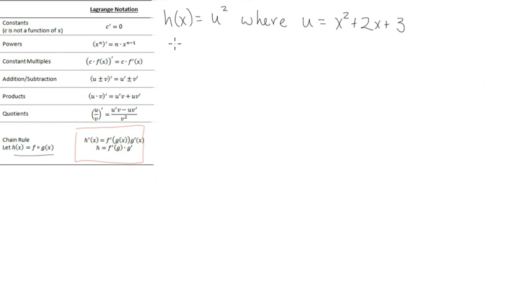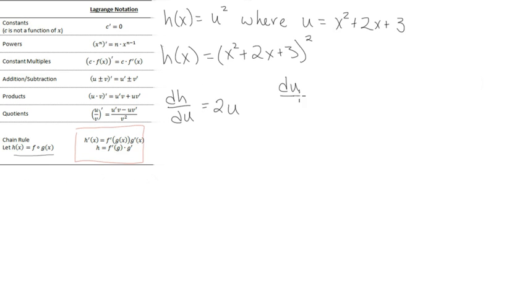I often find it helpful to think of these kinds of problems in more of this kind of a format, where you can sort of see the substitution as it happens. So here obviously h of x would be (x squared plus 2x plus 3) quantity squared. If I wanted to take dh du, so the derivative with respect to this u, it would simply be 2u. If I wanted to take the derivative of u with respect to x, it would be 2x plus 2.